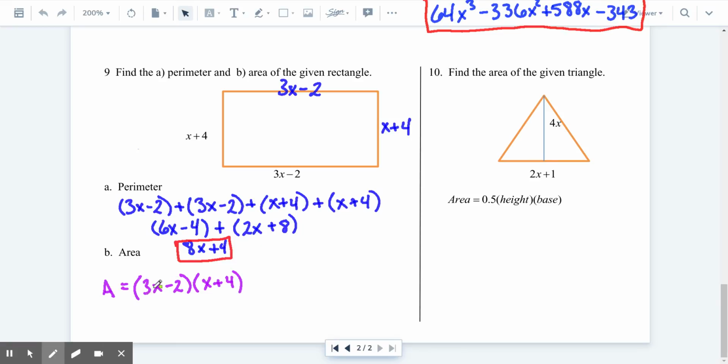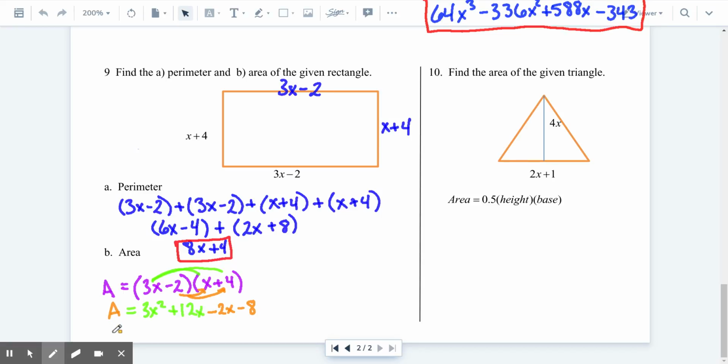So let's take 3x times both terms over there. 3x times x would be 3x squared. And 3x times 4, that's plus 12x. Still need to multiply the negative 2. So we take negative 2 times x and negative 2 times 4. Okay, and don't forget, we always have these like terms in the middle that we need to combine here.